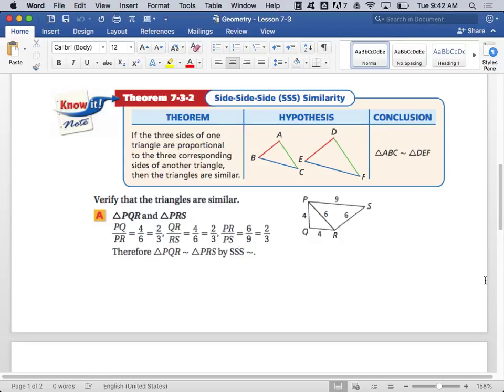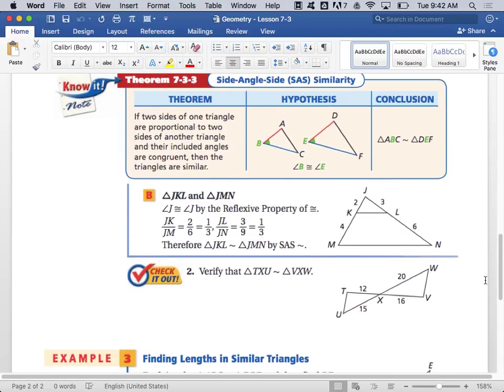Okay, so that gives an example right here. You've got 4, 4, and 6, 6, 6, and 9. You see? He divides them all. 4 divided by 6 is 2/3. 4 divided by 6 is 2/3. 6 divided by 9 is 2/3. There you go. They all have the same ratio, which means that those two triangles are proportionate, or similar rather. All right.